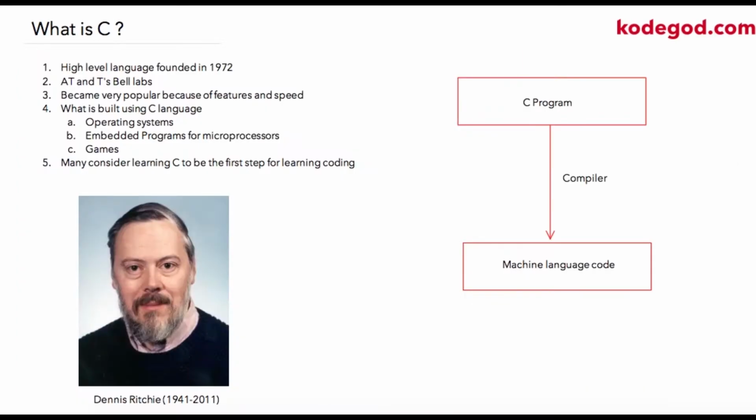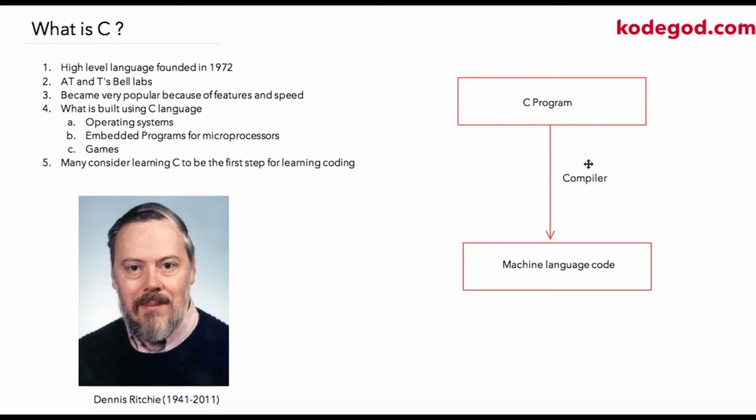So let us start. So what is C? C is a high-level language founded in 1972 at AT&T's Bell Labs. It was founded by Mr. Dennis Ritchie. C became very popular because of its large feature list and speed. Most of the operating systems, embedded programs that are used for microprocessors and games are built using C language. Many softwares are built using C language. Even today, many consider C language to be their first language to learn coding because of its simplicity.